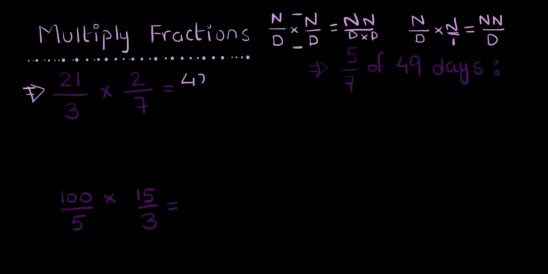21 times 2 is 42, and 3 times 7 is 21. I can simplify this. Do you see that 21 doubles to give me a 42? So what I would do is divide by 21, divide by 21. That gives me a 1 in the denominator and a 2 in the numerator. The solution is 2.